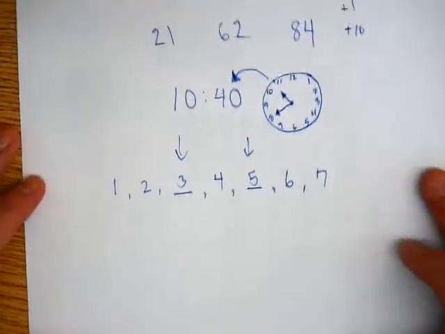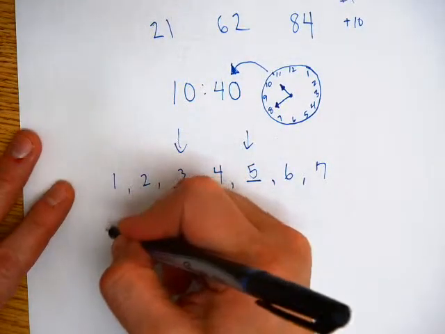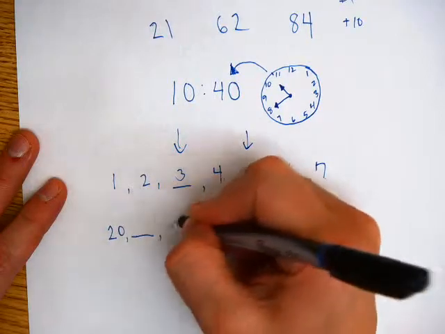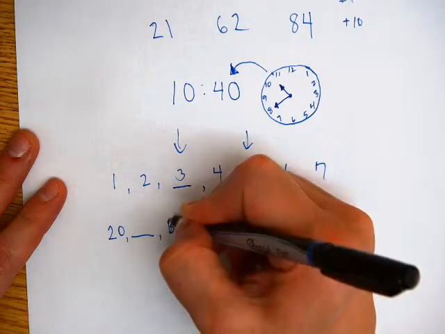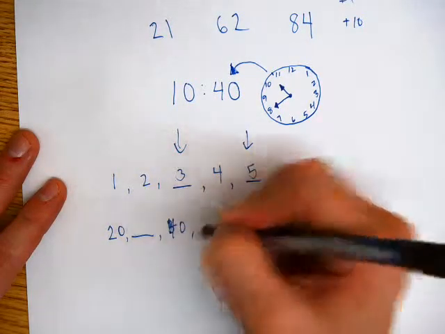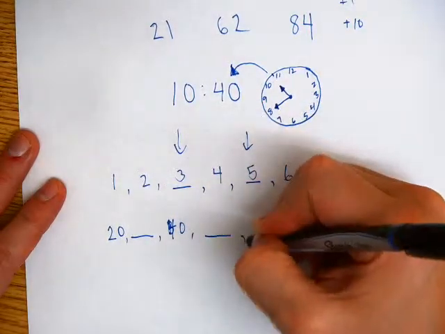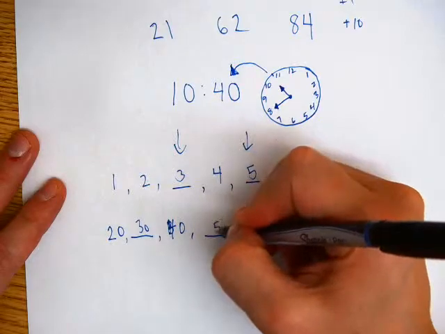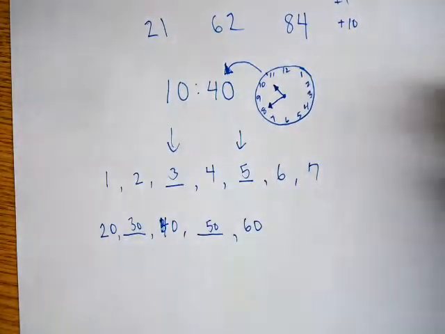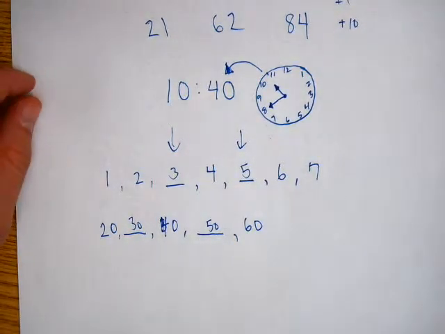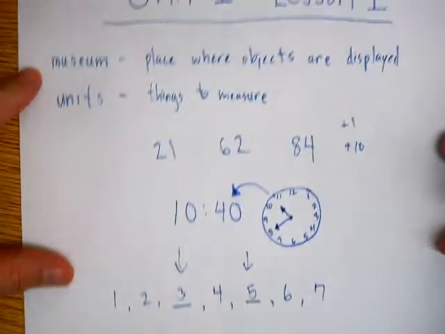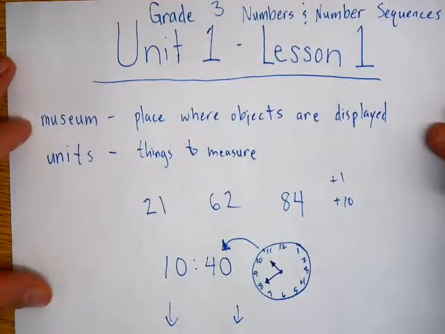And then, of course, there are more tricky ones too. It could be like 20, something, 40, something, 60. So then here, 30 and 50. This one's counting by tens. So you have to think about what the pattern is and then be able to do that with the numbers. And so that's basically what we're looking at in this lesson.